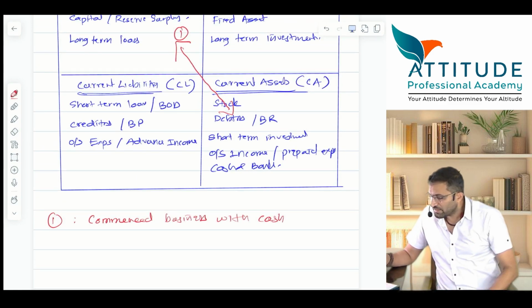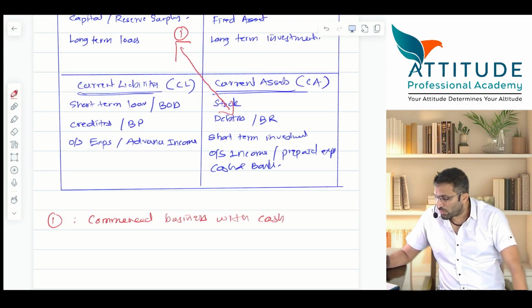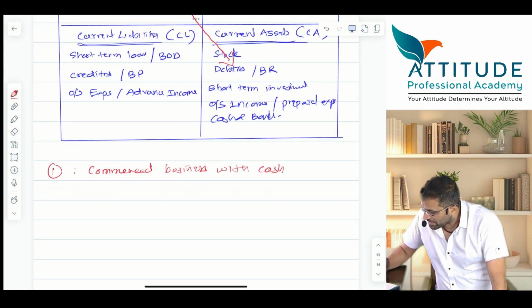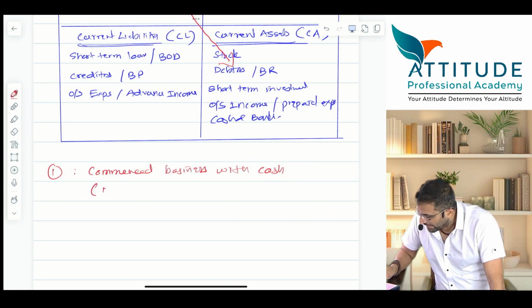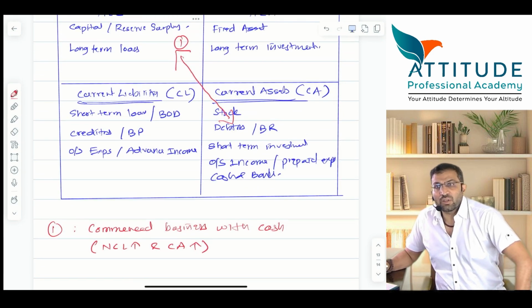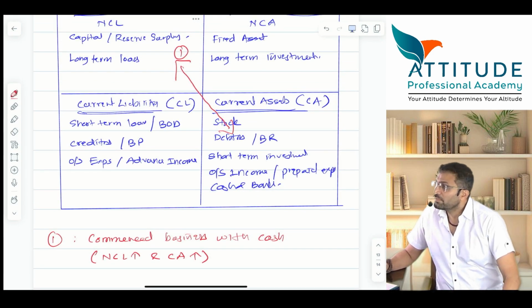What happens here? Commence business with cash. What increases and what increases? Can I put it like this? NCL increases and CA also increases. All of you agree? बराबर है?